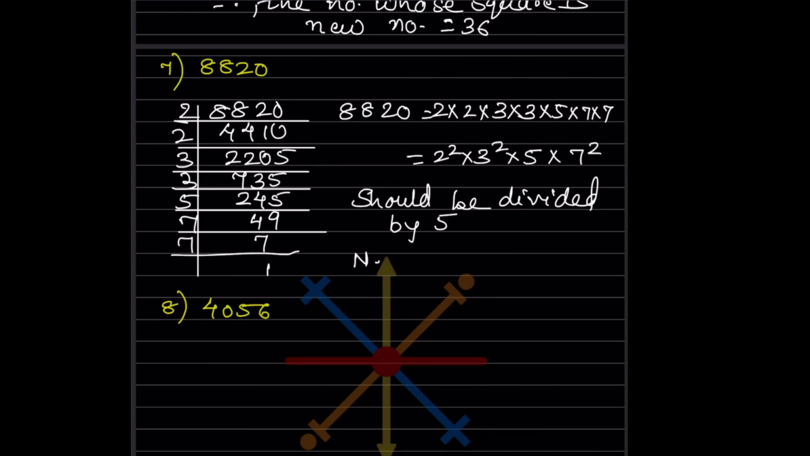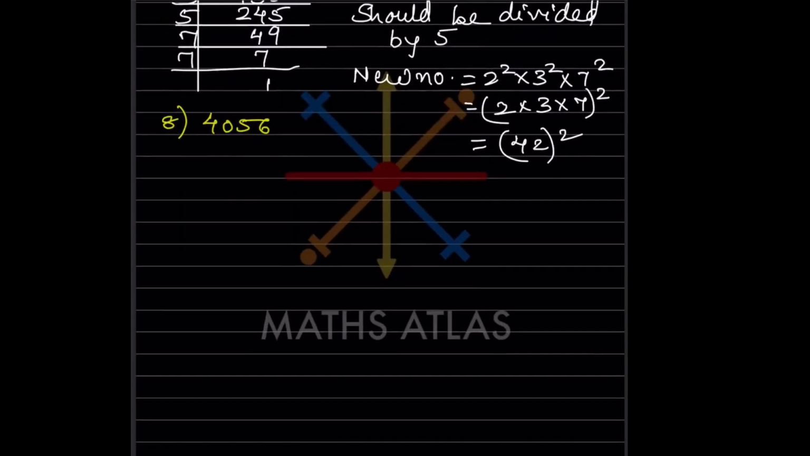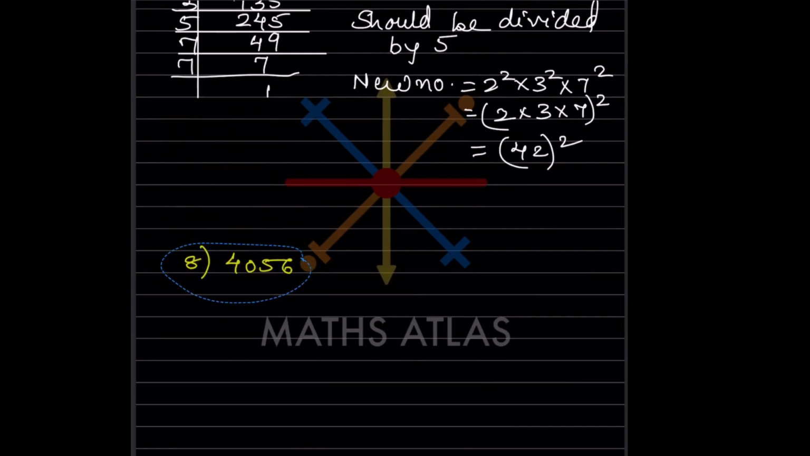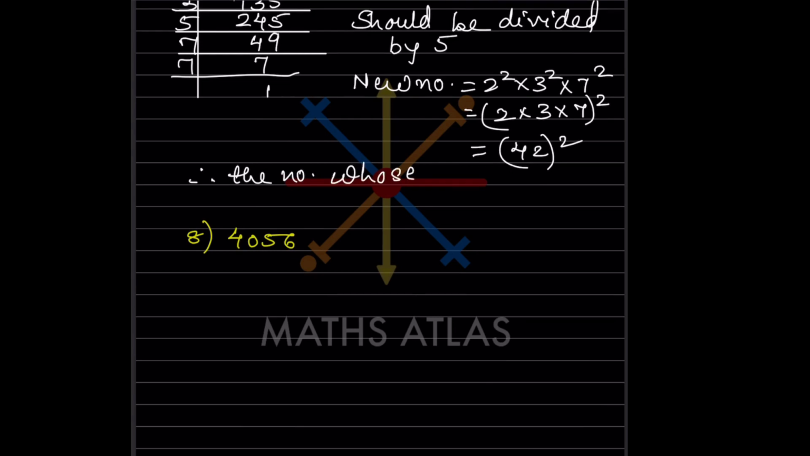So new number is equal to 2 square into 3 square into 7 square. So that is going to be, you can write 2 into 3 into 7 square if you want here. 6 sevens are 42, so that is going to be 42 square. So now here you are going to write, therefore the number whose square is the new number is equal to 42.